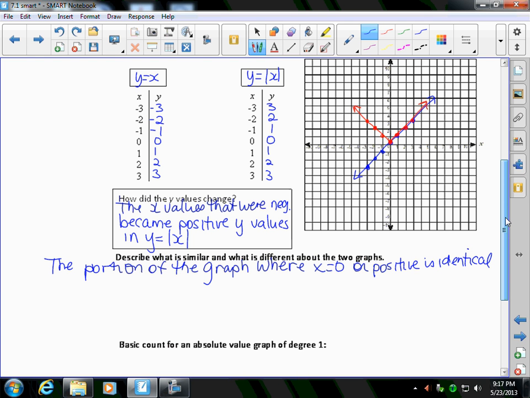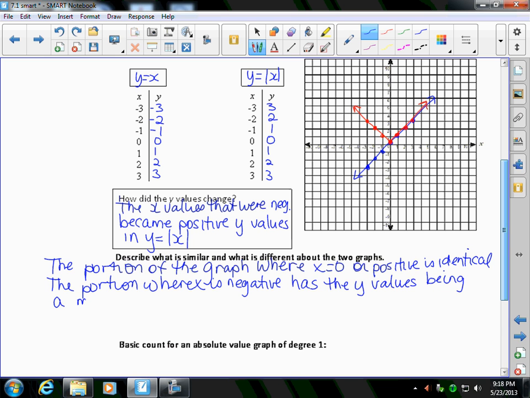So the portion of the graph where x is equal to 0 or positive is identical. The portion where x is negative has the y values being a mirror image or a reflection of the original.